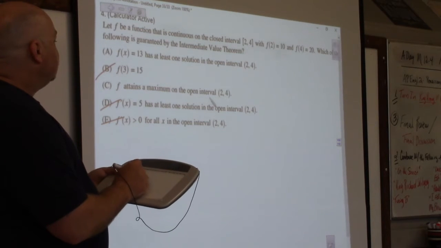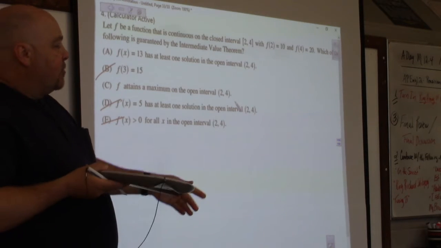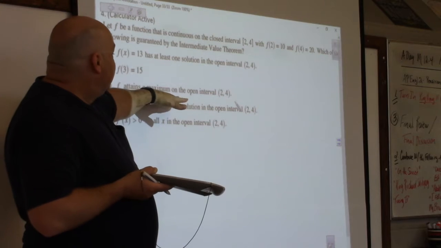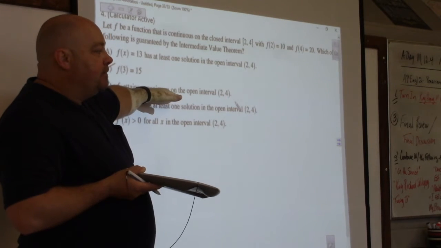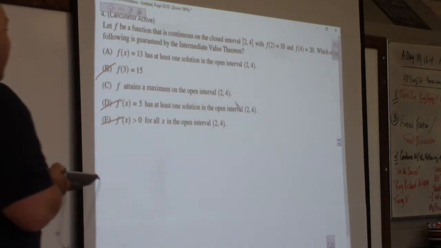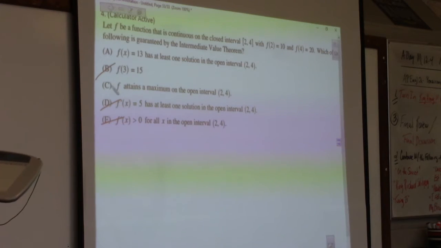F attains a maximum on the open interval. Well, the intermediate value theorem doesn't tell us anything about maximum and minimum, but even the extreme value theorem says what? It could occur at the endpoints. So you're not going to have a maximum on an open interval guaranteed. So A is the only choice.